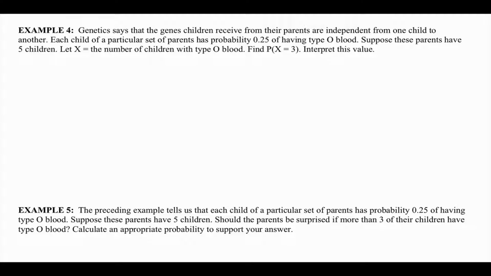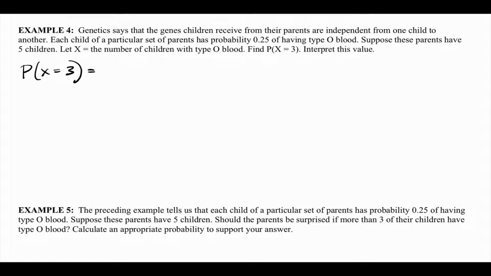Back to genetics. Genetics says that the genes children receive from their parents are independent from one child to the next. Each child of a particular set of parents has a probability of 0.25 of having type O blood. Suppose these parents have 5 children. Let X be the number of children who end up having type O blood out of the 5. Find the probability of X equaling 3, and then interpret. Okay, so we have to find this. That's what we have to find.